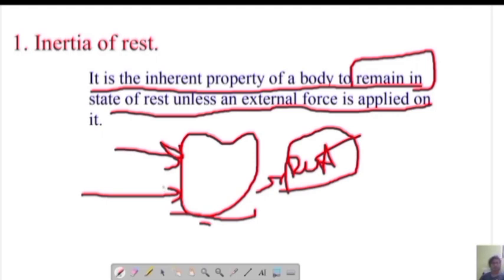That is, if a body is in a state of rest, it will be in a state of rest until and unless you apply an external force on it. Is it clear? Let's see some examples.